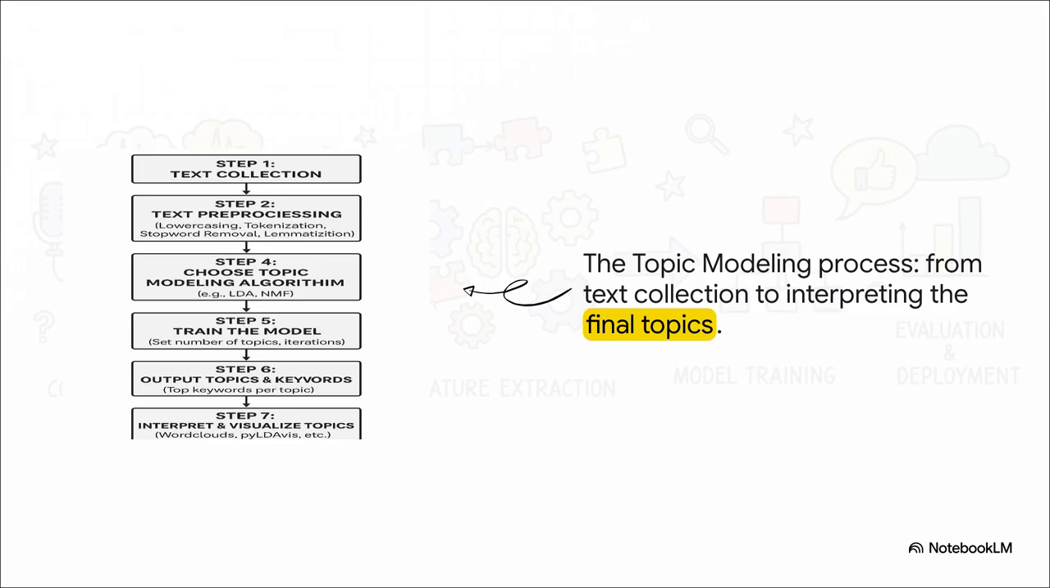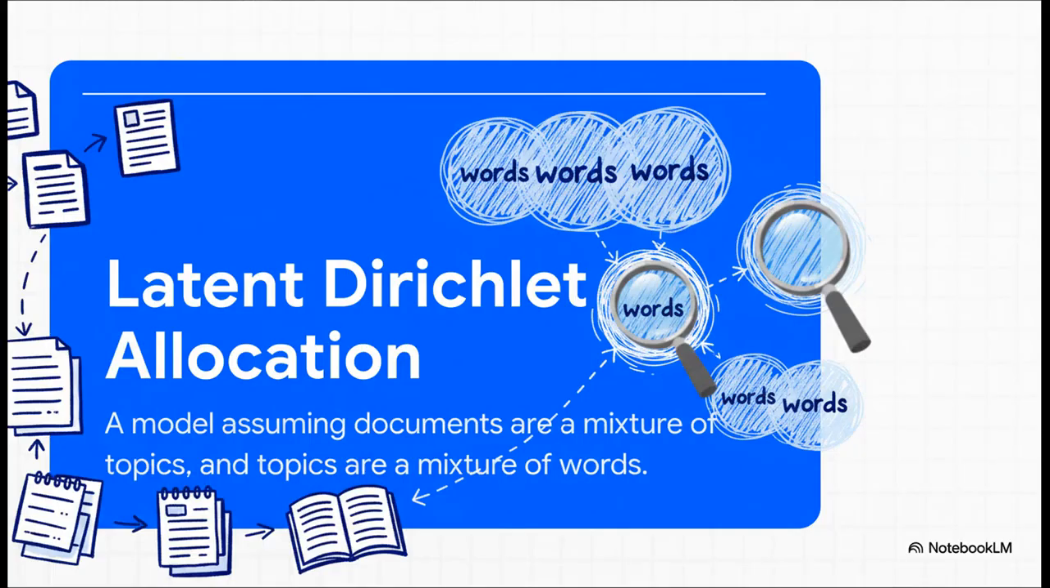We gather and pre-process our text, then we pick an algorithm. A super common one is called latent Dirichlet allocation, or LDA. We let it run, and then comes the fun part, interpreting the topics it discovers. So what's the big idea behind LDA? It's actually pretty simple when you think about it. It just assumes 2 things.